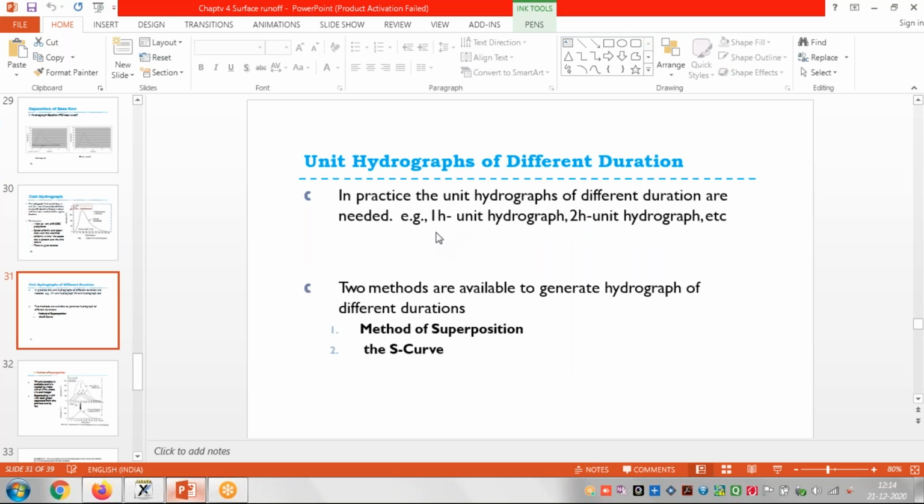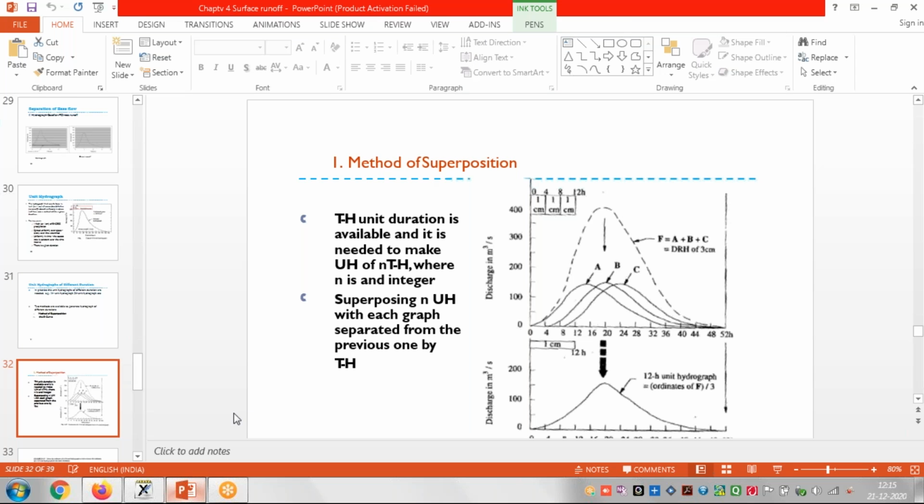Now, once this unit hydrograph is clear, unit hydrographs of different durations are needed. For example, 1 hour unit hydrograph or 2 hour unit hydrograph, etc. What I told you, we can draw now for different hours unit hydrograph, right? So here there are two methods available to generate the hydrograph for the different durations, right? What are these methods? The first method is the method of superposition, and the second one is the S-curve method. These are the two methods which are used for preparing the unit hydrograph, right? Now, what are these methods? We will see here. First method is the superposition method.